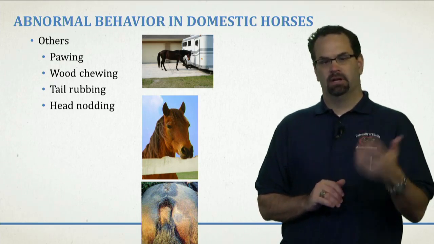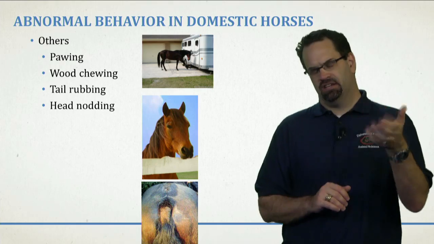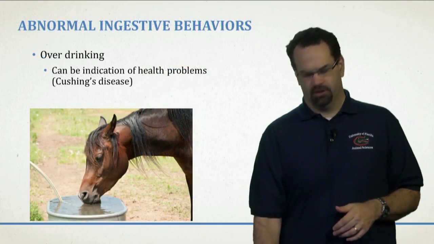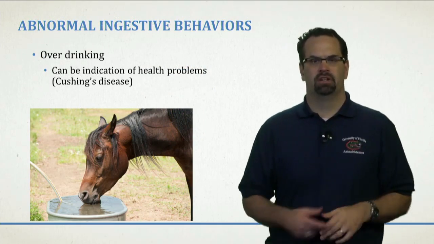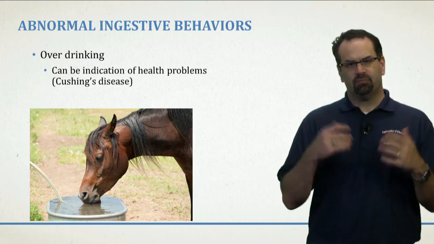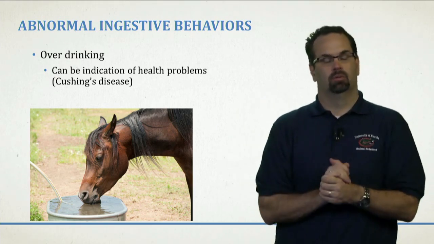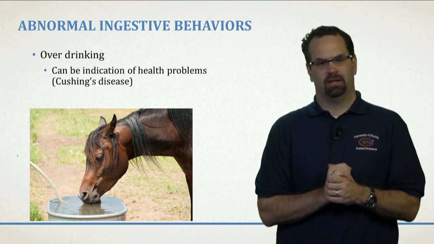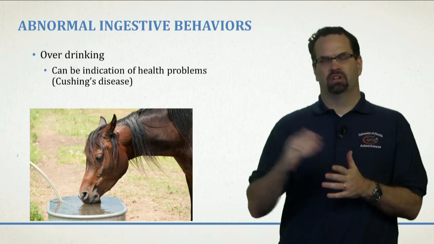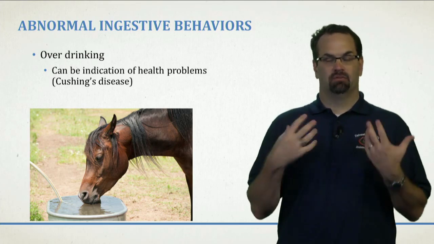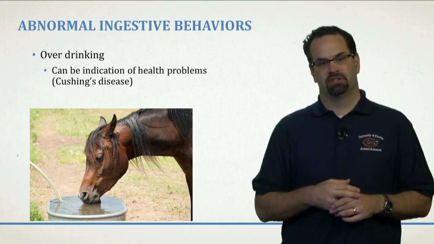And then head nodding. So some of these others can be indicative of health problems, as we'll see, especially with the ingestive problems, and jump right into the over drinking. You want to monitor your animal's water intake. And again, next week we'll jump into more nutrition and water intake, but you want to know how much they're drinking per day. Because when they start to overdrink, that can really be an indication of some serious health problems.